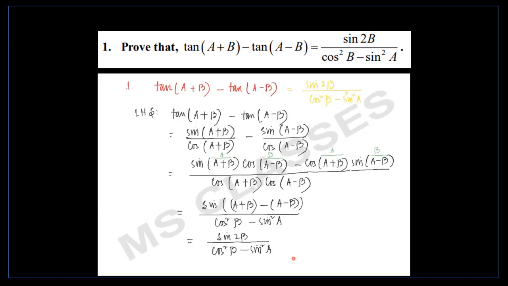So what we had: tan(A+B) minus tan(A−B). This is sin(A+B) by cos(A+B), this is sin(A−B) by cos(A−B). Now we have taken the LCM, cos(A+B) into cos(A−B). In the numerator, sin(A+B) into cos(A−B), minus sin(A−B) into cos(A+B). Now sin A cos B minus cos A sin B, that is sin of (A−B). We have simplified this, we got sin 2B over cos(A+B) into cos(A−B), which is cos²B minus sin²A, and this is what we need.